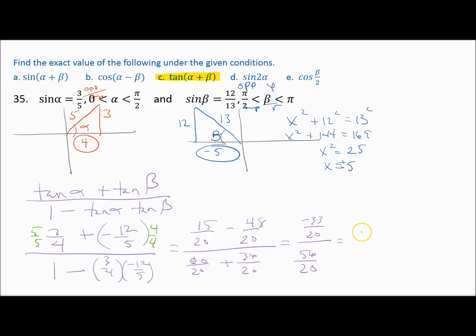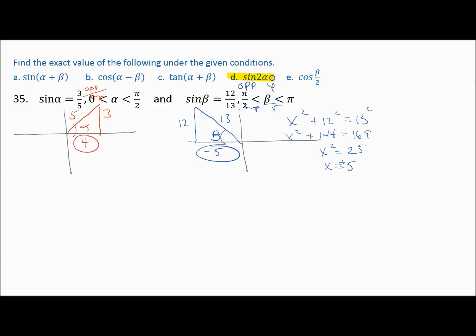My next step is to take my numerator, negative 33 over 20, and multiply it by the reciprocal of the denominator, which is 20 over 56. The 20's cancel, so I get negative 33 divided by 56, and I do believe that is lowest terms. Okay, so next we're going to erase this one and then do part D.